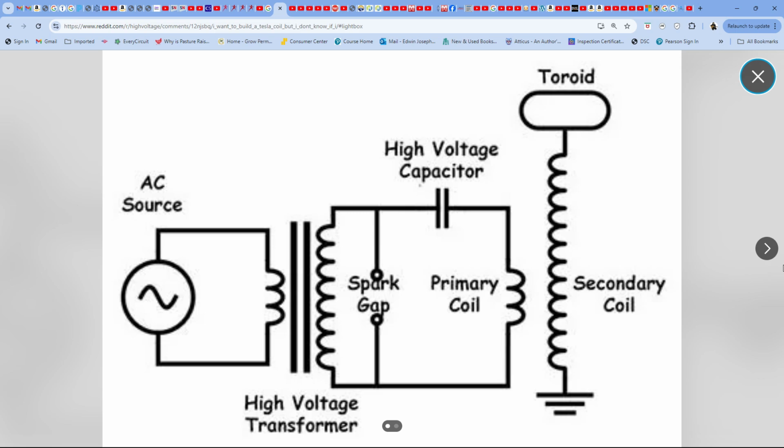I'll do it, and we'll just have a brief walkthrough over it, and we'll kind of talk about what's going on. So, there could be some models that use DC circuitry within a Tesla coil, but typically it's going to be AC, and you'll kind of see why here in a second.